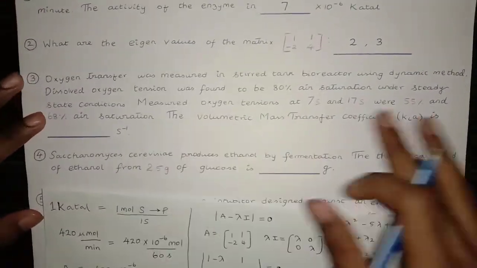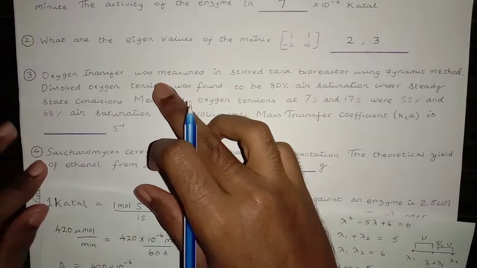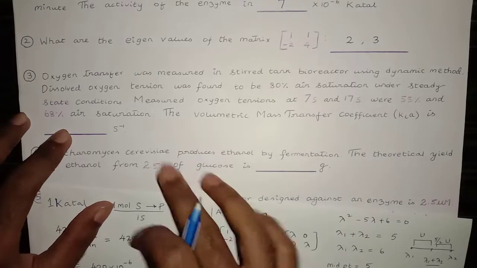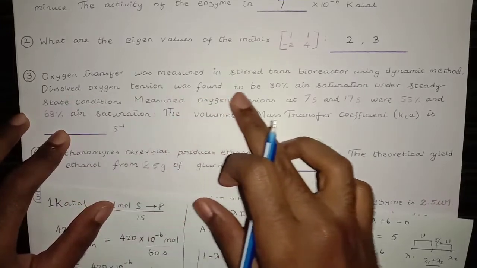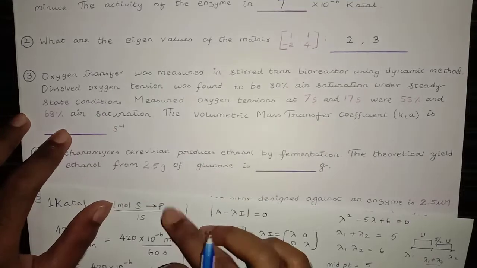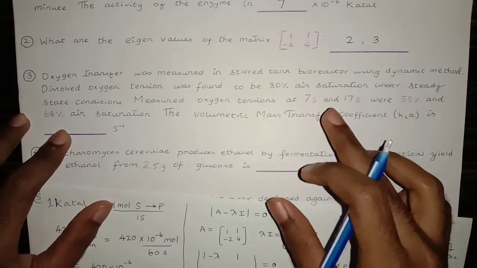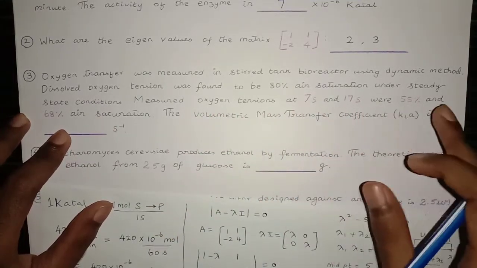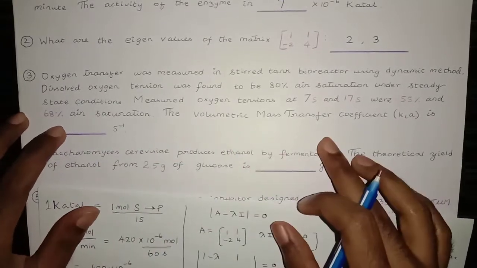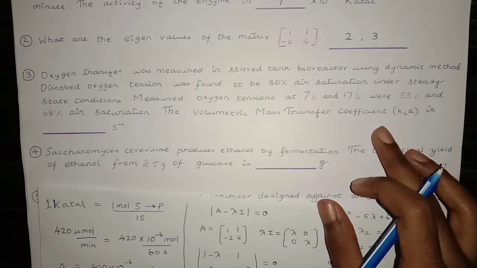Next, third question. Oxygen transfer was measured in a stirred tank bioreactor using the dynamic method. Dissolved oxygen tension was found to be 80% air saturation under steady state condition. Measured oxygen tensions at 7 seconds and 17 seconds were 55% and 68% air saturation. The volumetric mass transfer coefficient KLA is.